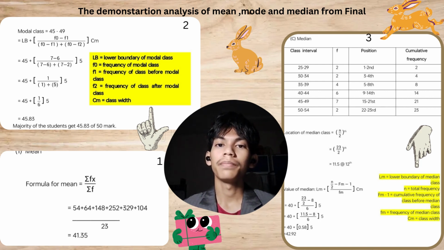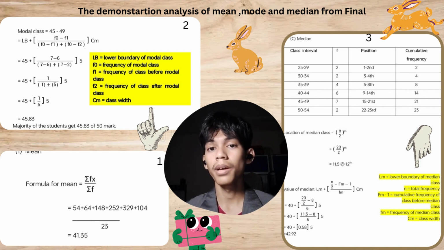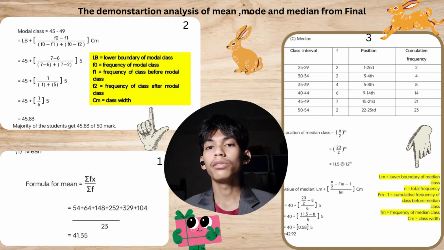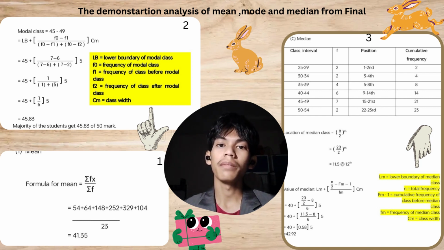To calculate mean, we will use this formula. Mean equals sum of fx divided by sum of f. Refer to the group frequency of final. We will get 54 plus 64 plus 148 plus 252 plus 329 plus 104 divided by 23. We got 41.35.